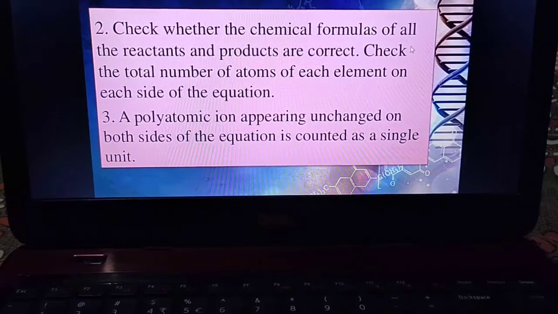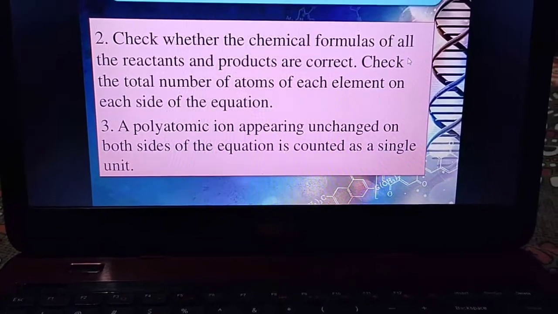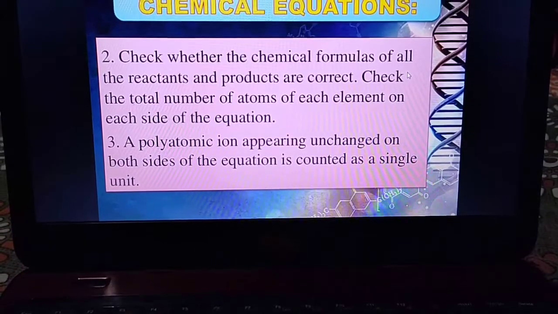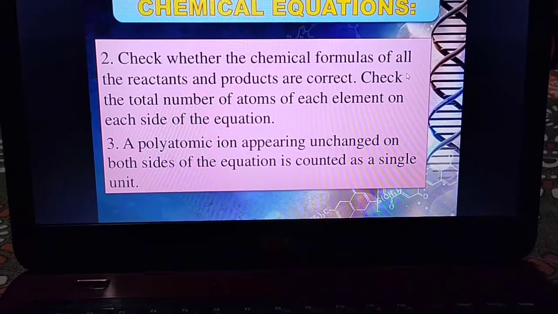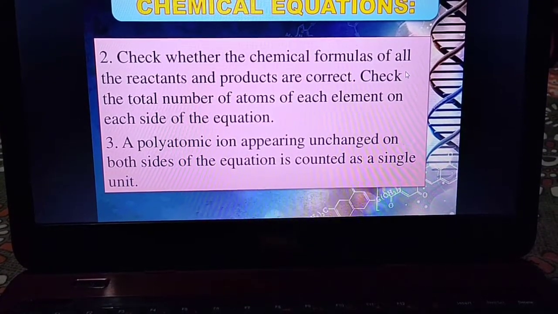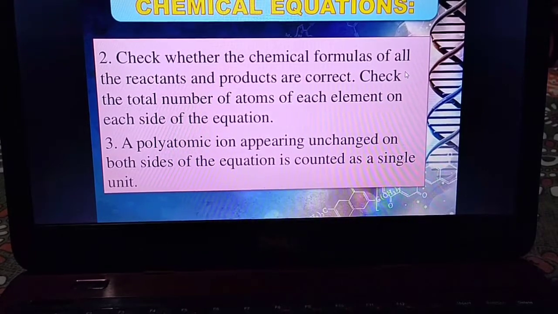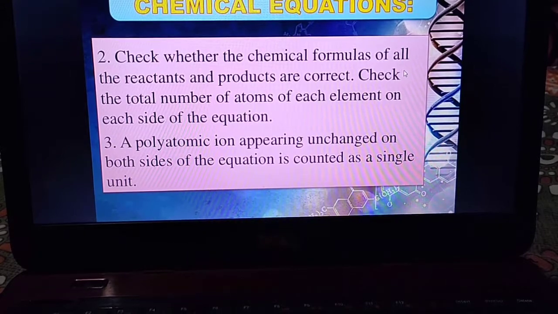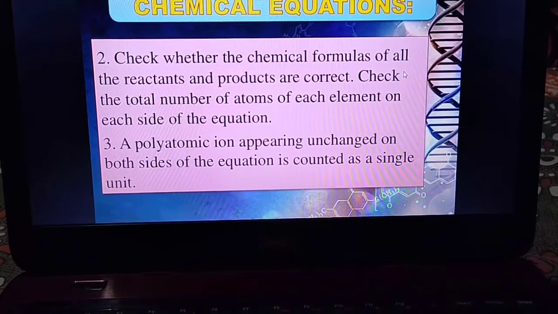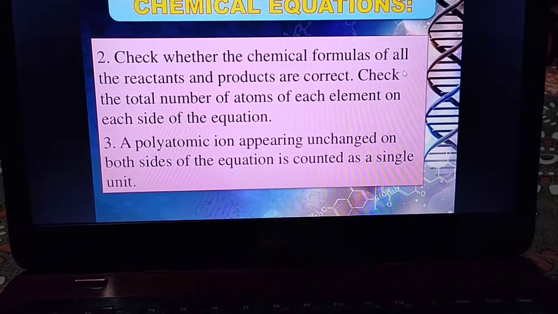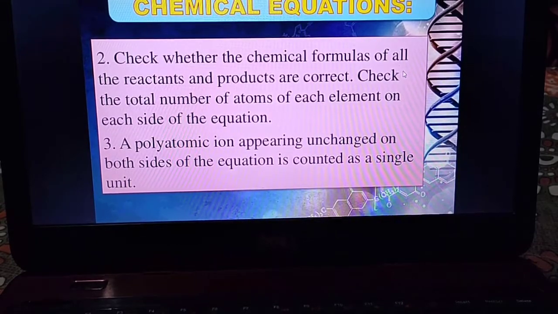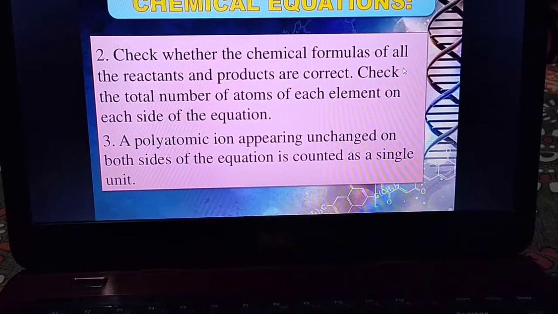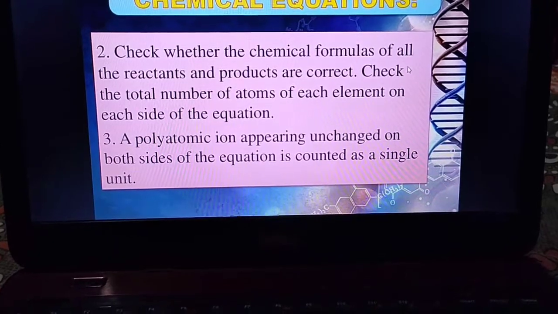Now, steps. What are the steps involved in balancing a chemical equation? First of all, you have to check whether the chemical formulas of all the reactants and products are correct. Then check the total number of atoms of each element on each side of the equation. Now you have to see that a polyatomic ion appearing unchanged on both sides of the equation is counted as a single unit.